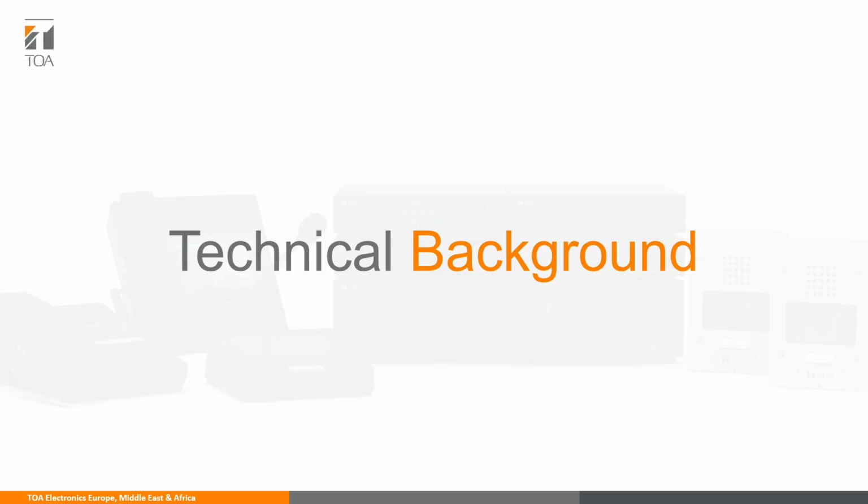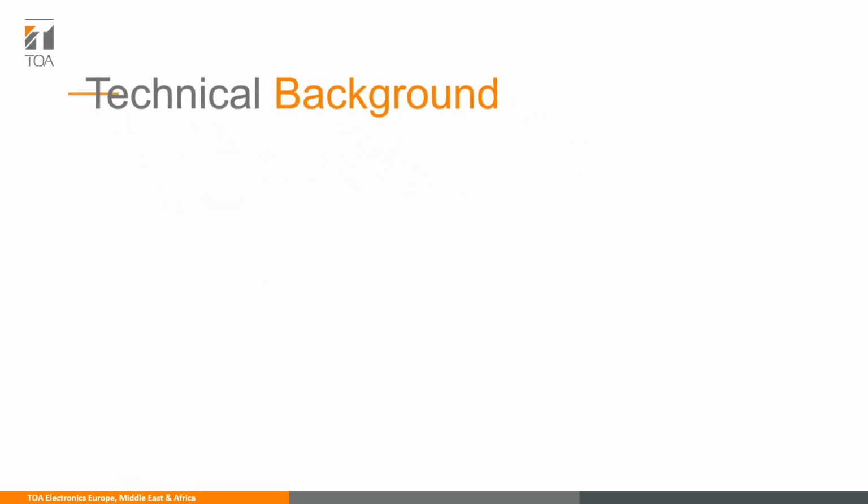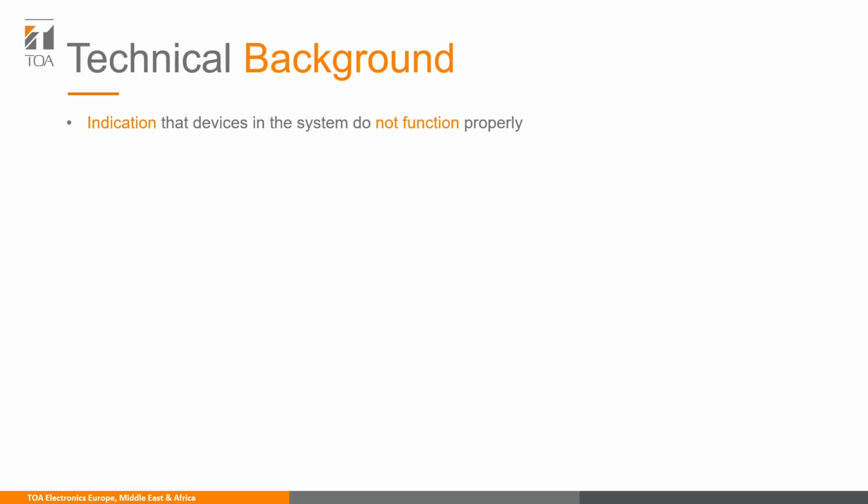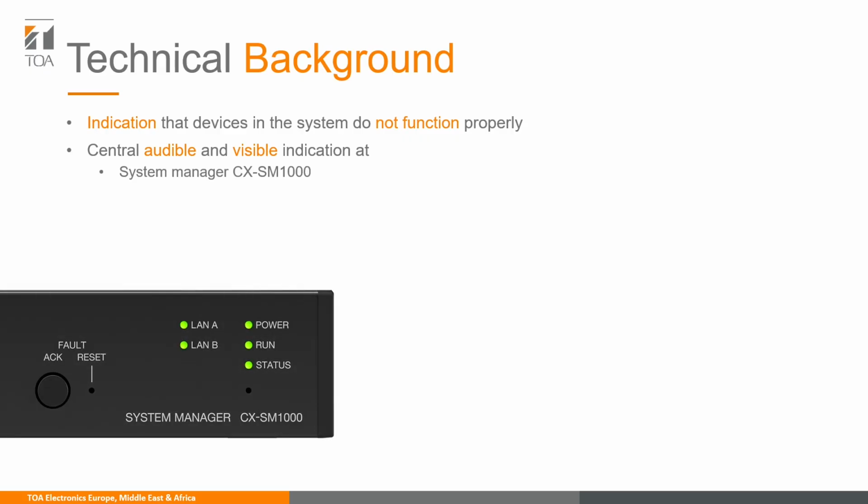Let's start with the technical background. The system surveillance leads to an indication that a certain device or component of the device is not functioning properly. All faults can be indicated at central points, audible and visible. One option is the System Manager CX-1000. You get a status LED, a fault acknowledge and fault reset key, and a fault buzzer.